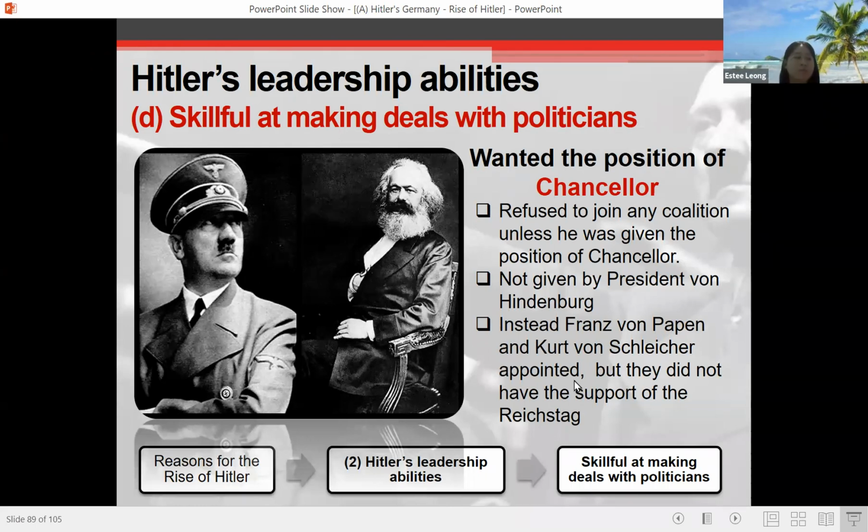Okay, what this means is that the parties that they led, von Papen and von Schleicher, were not popular. They did not have a majority in Germany's parliament. Reichstag means Germany's parliament. So this is the problem right now.